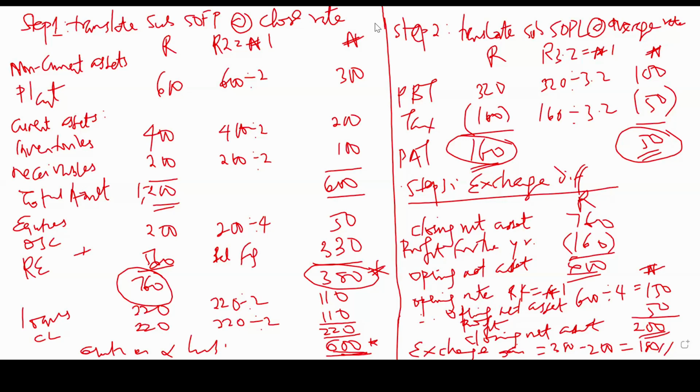Sir, back to the SOFP. Are you saying that if I use the correct exchange rate for the ordinary share capital, I will always have the same amount in the ordinary share capital as the investment in Monaco?